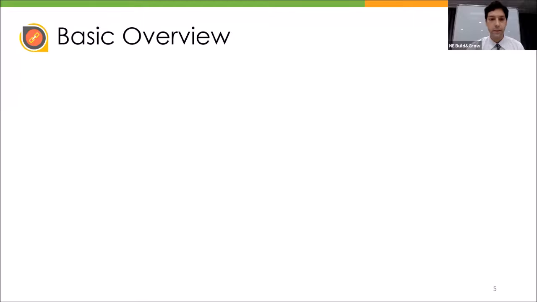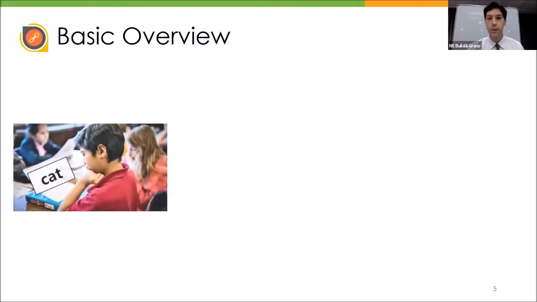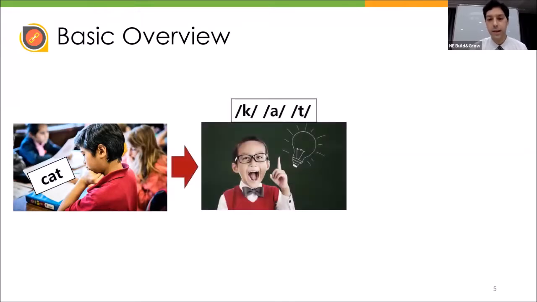Okay, now, there are 2 ways in which this happens. The first way is we start with the written word. So we see a written word, and here's a student, and he's looking at this word. And now the student is going to sound out each of those sounds. And if you look at the letters above, you'll see that they are in between slashes. And this is how we mark phonemes. So this is how we set each sound apart.